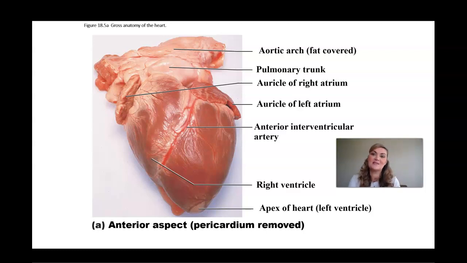Okay, so looking at it, you see that aortic arch at the top, and of course it is covered in some fat. You see the pulmonary trunk, the auricle of the right atrium, you see the auricle of the left atrium, and then you see that anterior interventricular artery, which is how you orient yourself in lab when you're looking at it to find the front. So you look for that interventricular artery that goes down the center, and it does have some adipose tissue or fat that runs along with it. And then, of course, you see your right ventricle and your left ventricle, which has the apex.